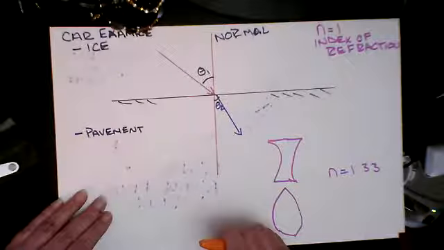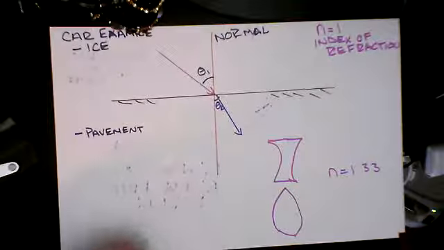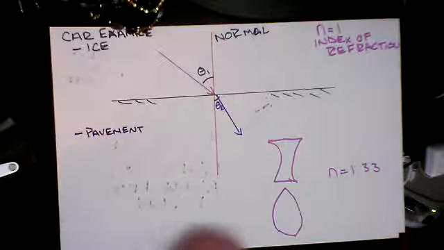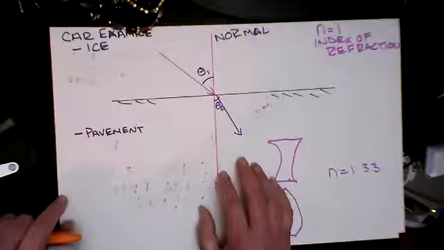And then the last thing to think about before Wednesday and Thursday is critical angles. So how much is being reflected? How much is being refracted? And that is it for now.